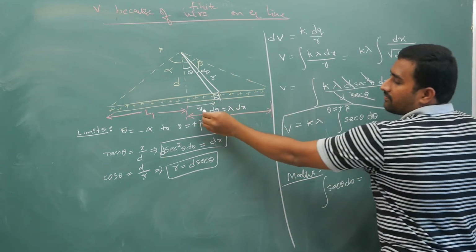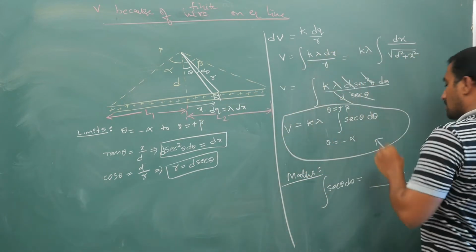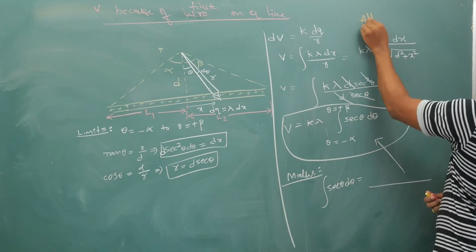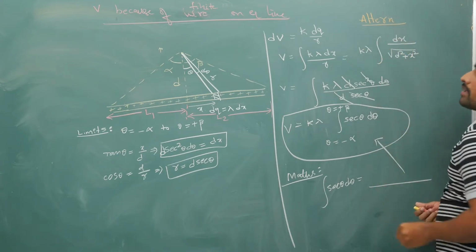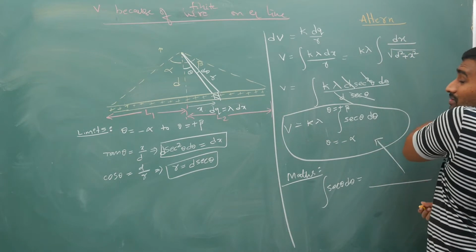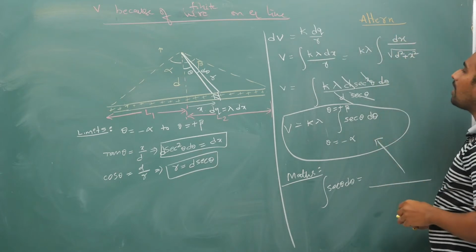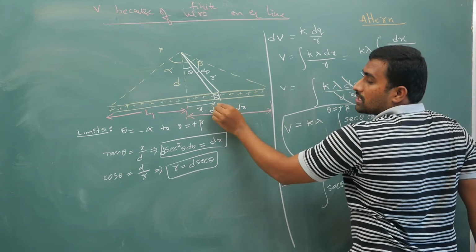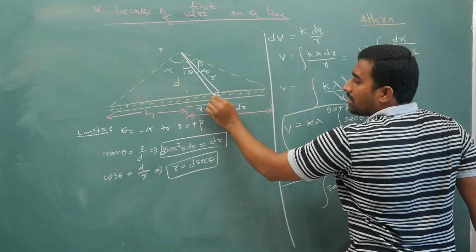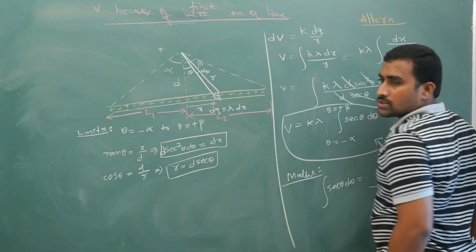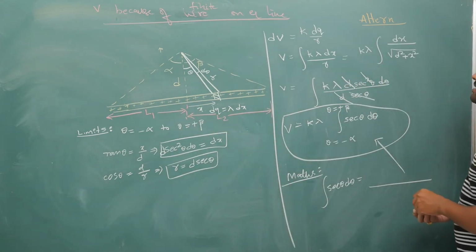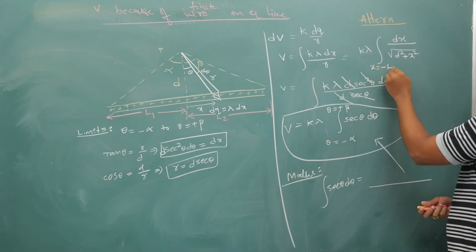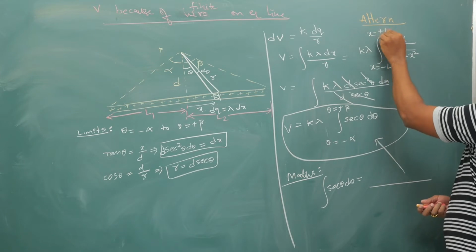Your second method is an alternative: k lambda is constant times integral of dx by under root d square plus x square. Now when x is equal to 0, this strip comes to the middle. So what are your limits? From x equal to minus L1 to x equal to plus L1.